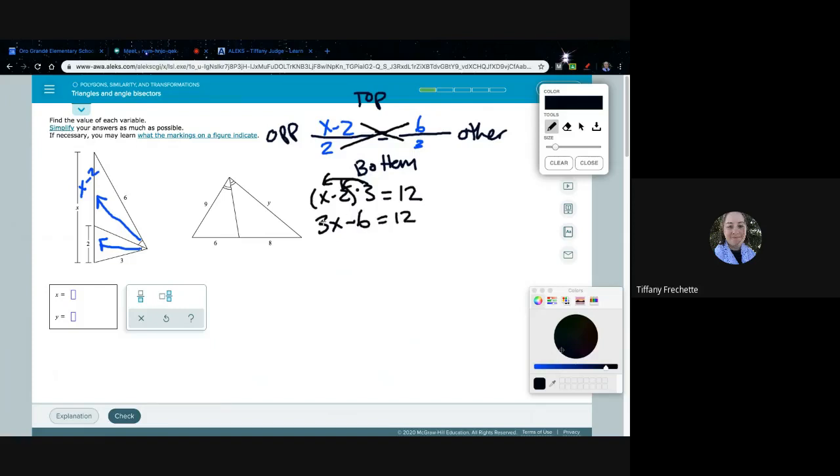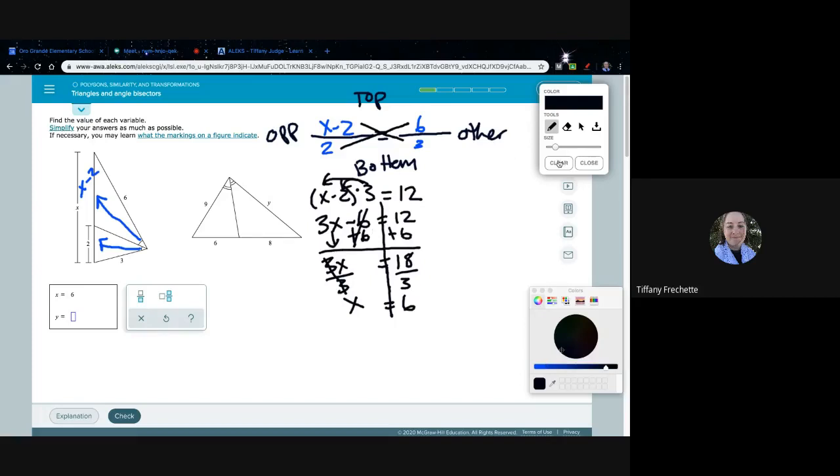6. All right, so now we only have one x in this case, so I want to bring my constants, my regular numbers, together. So I'm going to add 6 on both sides, and I get 3x. Negative 6 plus 6 cancels, and this equals 18. My last step is to divide by 3 on both sides. X equals 6. All right, so we have our first answer here, 6. And we need to do our other proportion here.